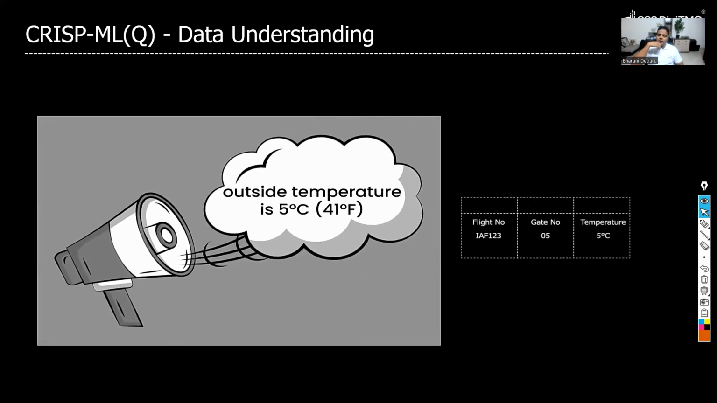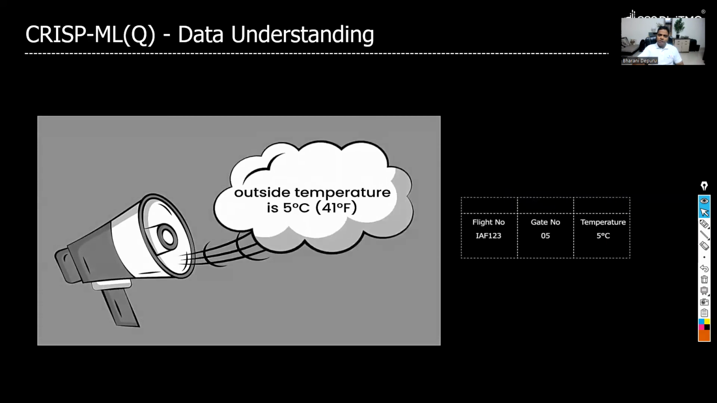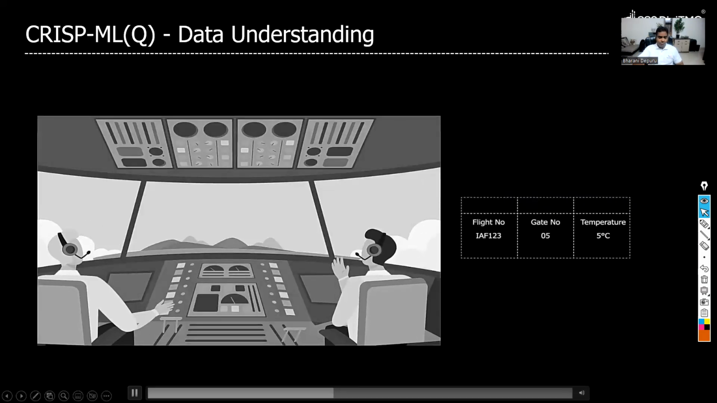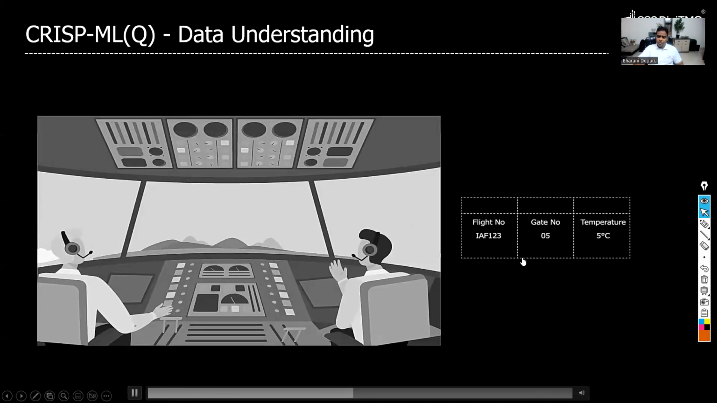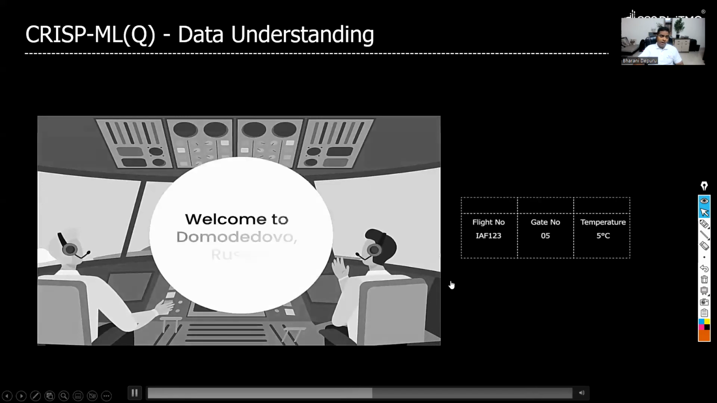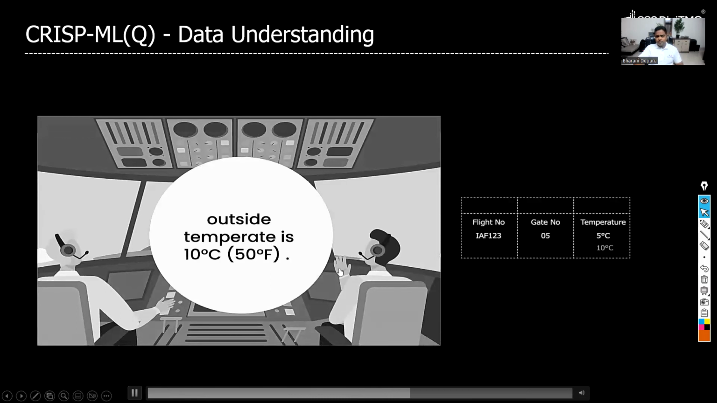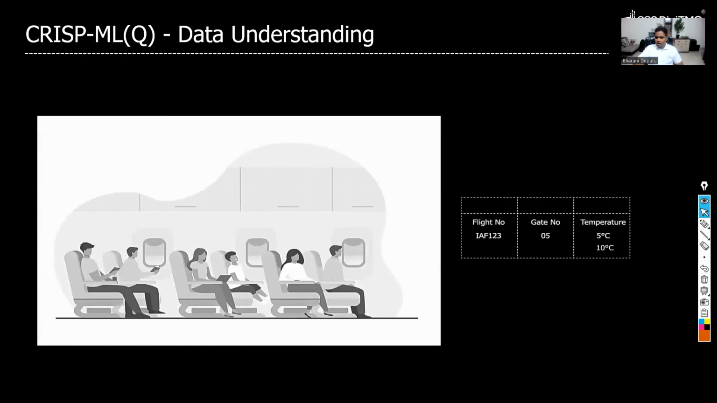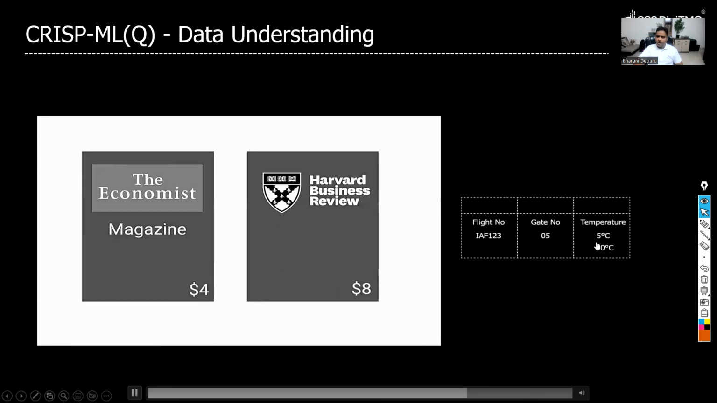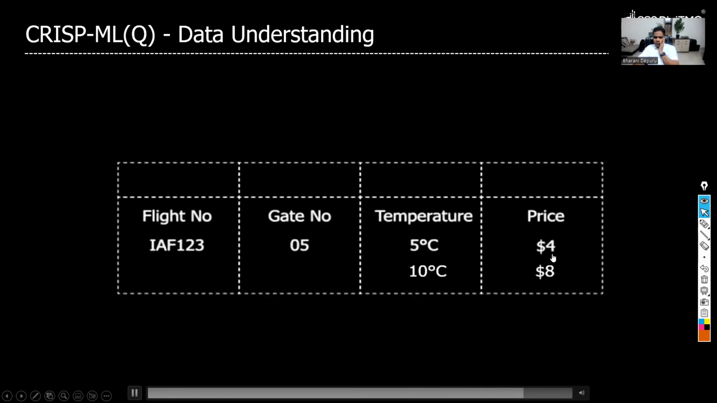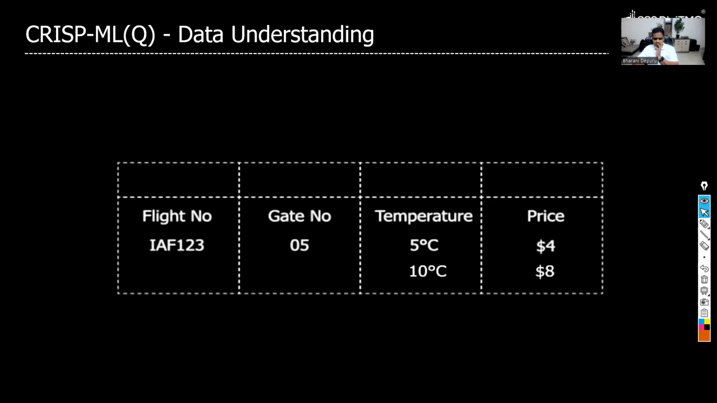And while I traveled there, when I went into the airport, they gave me the boarding pass on which flight number was written, gate number was written. And the pilot told that the outside temperature was 5 degrees Celsius. And in Domodedovo Airport, when I got down in Moscow, the pilot told that the outside temperature is 10 degrees Celsius. Then I was reading a magazine, which was $4. One of my friends was reading another magazine, which was worth $8.